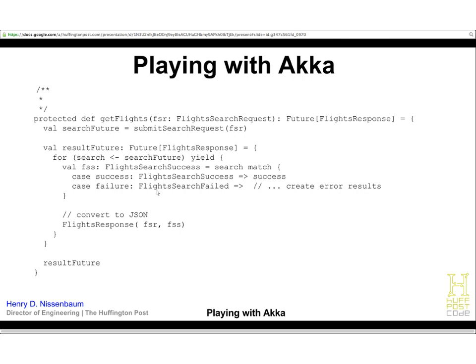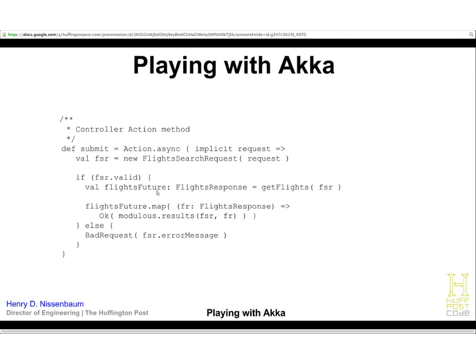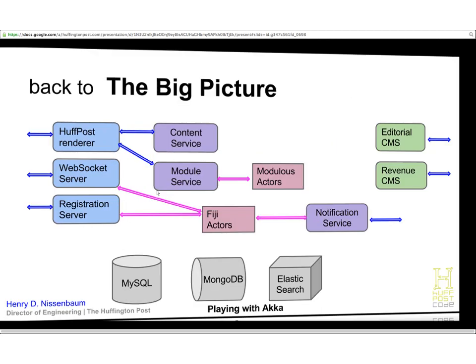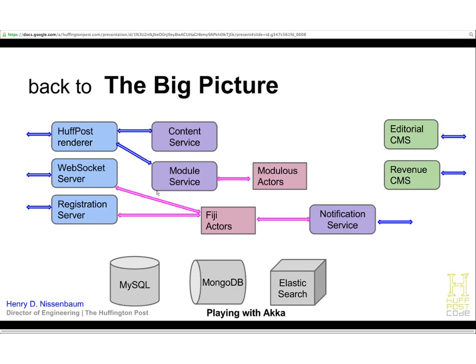But moving back up the stack to the actual controller action, and this is where we have that async action. Again, very simple bit of code. We call the get flights method that you just saw, and map that future to a result that gets handed back to the client with just a little bit of formatting to send back the JSON data. And that's it. A pretty easy setup for connecting between your Play controllers and Akka actors in the environment. And with that, I'll go back to the big picture just to give you that context.